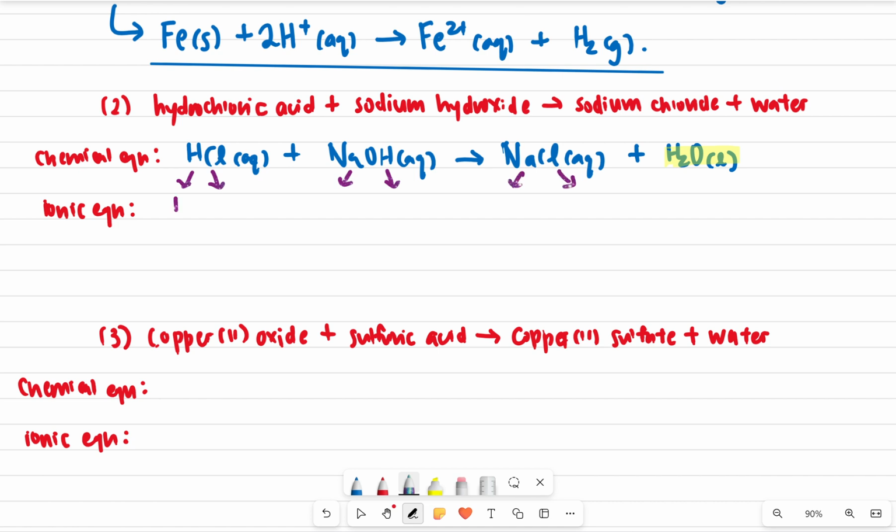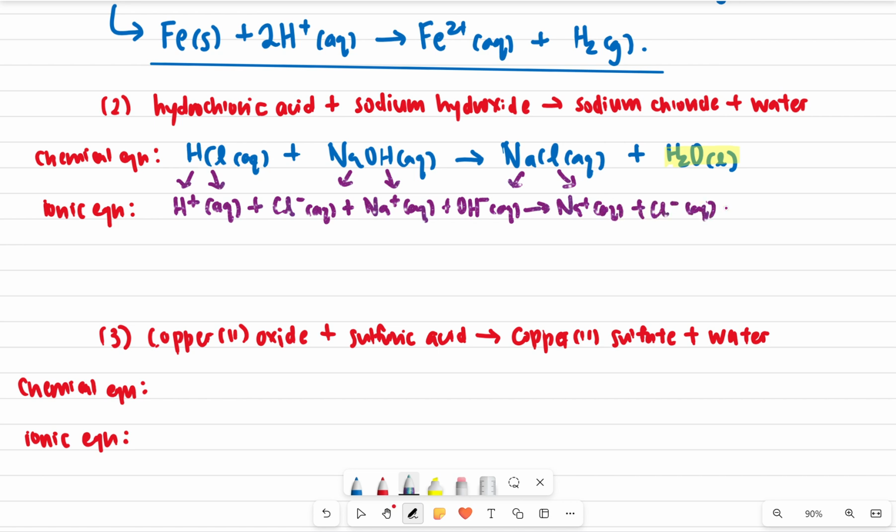So I'll now have H+ and Cl- in solution form, since HCl aqueous means it's going to exist as H+ and Cl-. NaOH will be Na+ and OH-. You do notice that all the state symbols stay the same. And I'm going to form NaCl in the aqueous state, which is basically Na+ aqueous and Cl- aqueous. And I'm going to keep my H2O liquid.